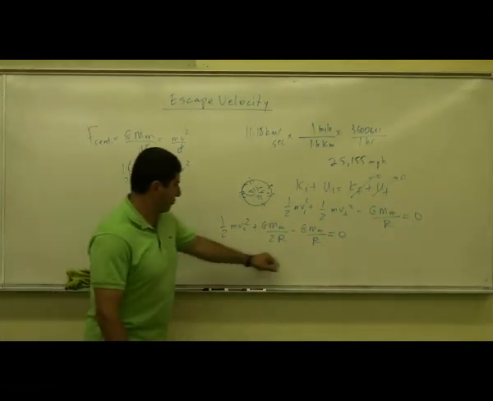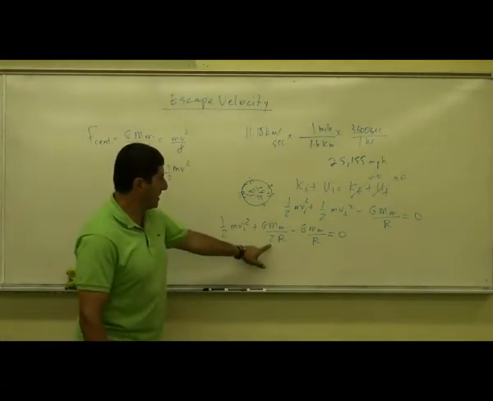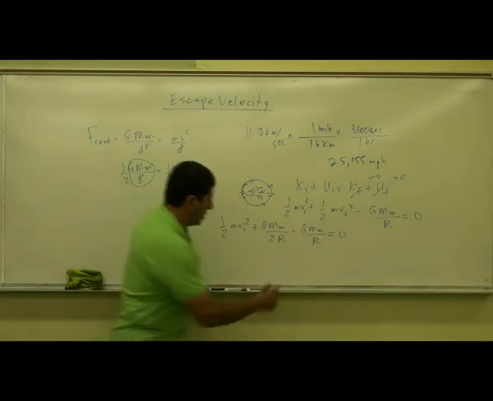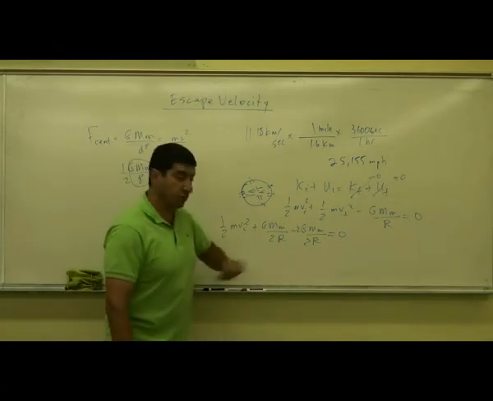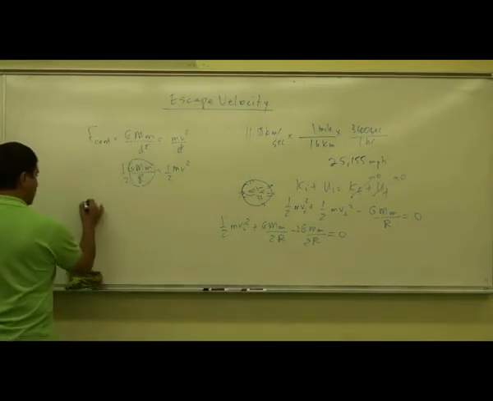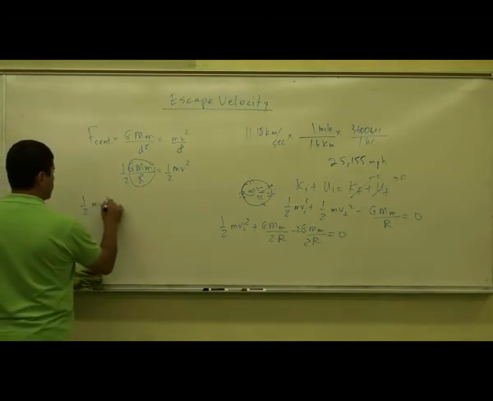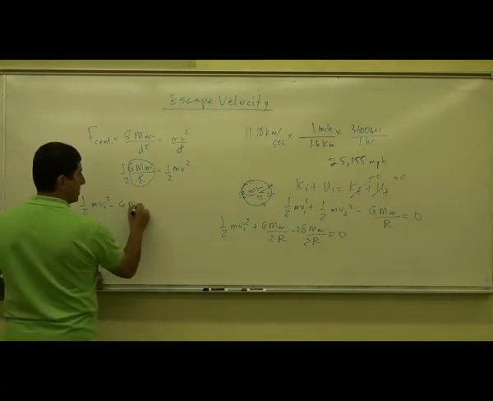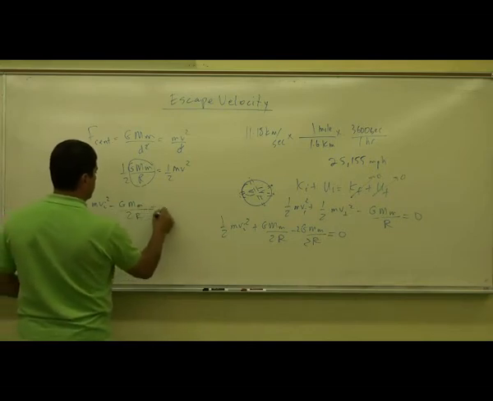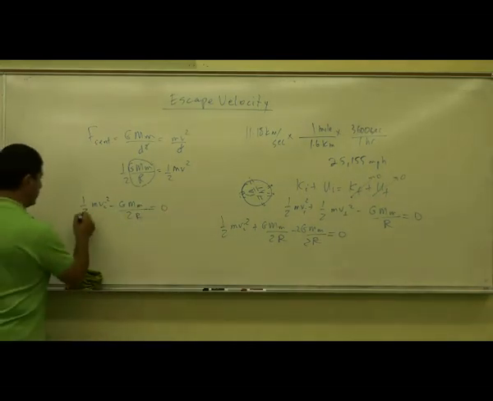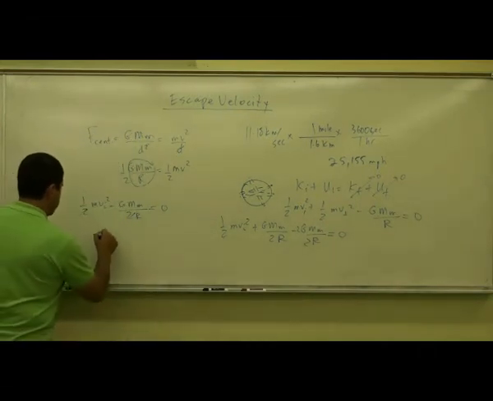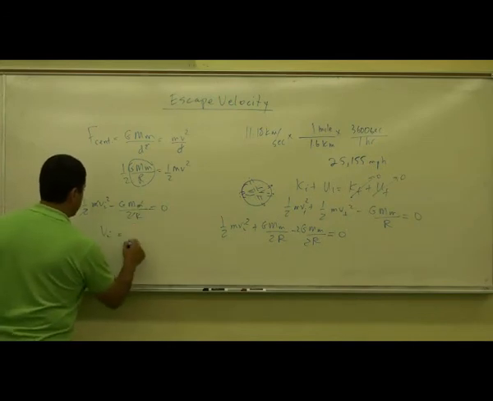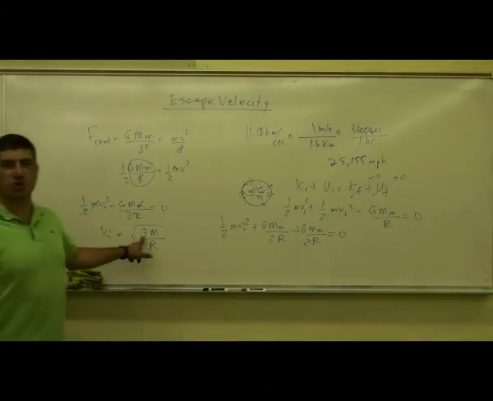So what's going to end up happening? Well, when you combine this, you're going to get GMM minus 2GMM over 2r. So you get 1 minus 2 is a negative 1 on the top, and you get 2r, right? So you end up getting half mv initial squared minus GMM over 2r is equal to 0. And then this 2 and this 2 cancel. So the initial velocity of escape is actually going to equal what? V initial, m and m cancel, square root of GM over r. So what's missing? The radical 2.